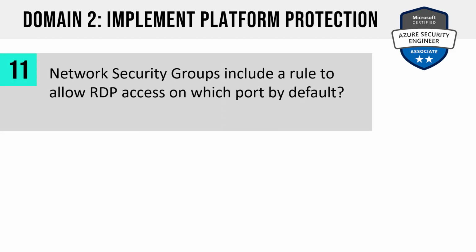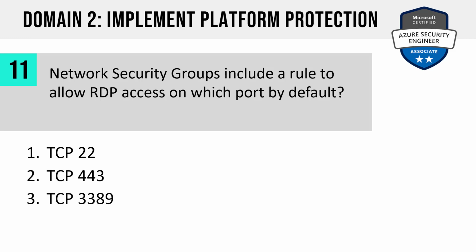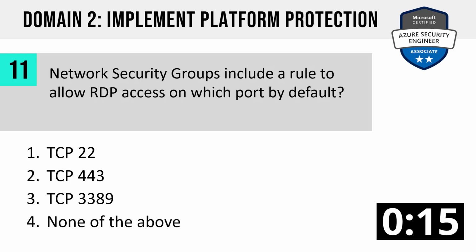Question 11. Network security groups include a rule to allow Remote Desktop Protocol or RDP access on which port by default? TCP 22, TCP 443, TCP 3389, or none of the above?